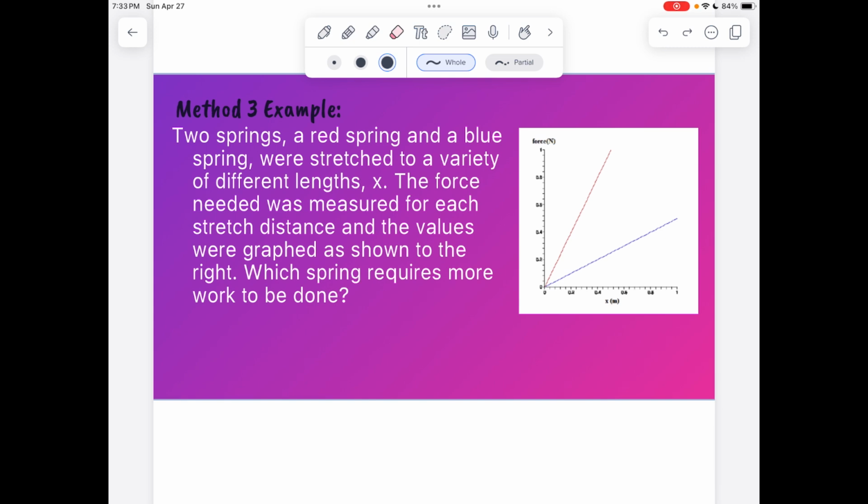Here's a different question. Two springs, a red and a blue spring, were stretched to a variety of different lengths, x. The force needed was measured for each stretch distance, and the values were graphed as shown to the right. Which spring requires more work to be done? Now, this is a content that you already know because we did energy, right? This is asking about work. So when I say work, well, what do you think of?